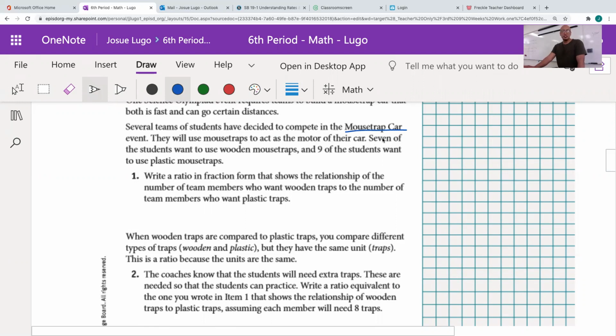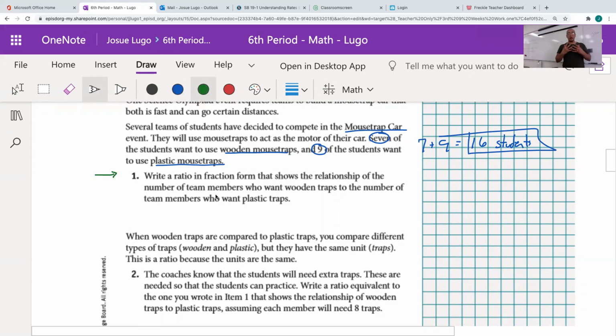And in this competition, they're going to have 7 students using wooden mousetraps and 9 students using plastic mousetraps. So obviously 7 plus 9, that means we have a total of 16 students participating. Now, that's not the answer to any one of these. I just want you to know that we're talking about 16 total students, 7 using wooden, 9 using plastic. All right, and so now let's go ahead and read number 1.